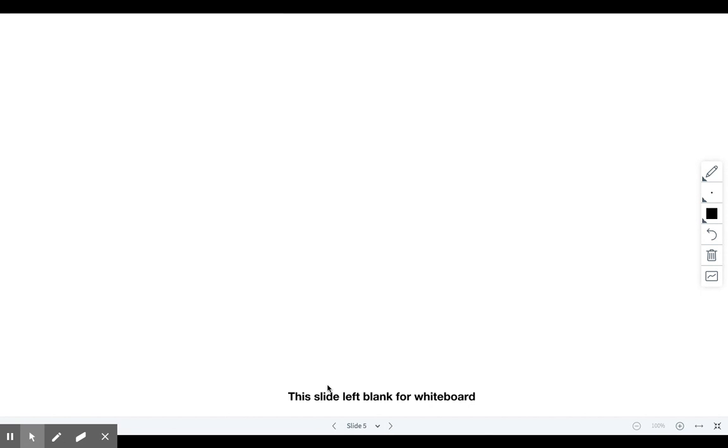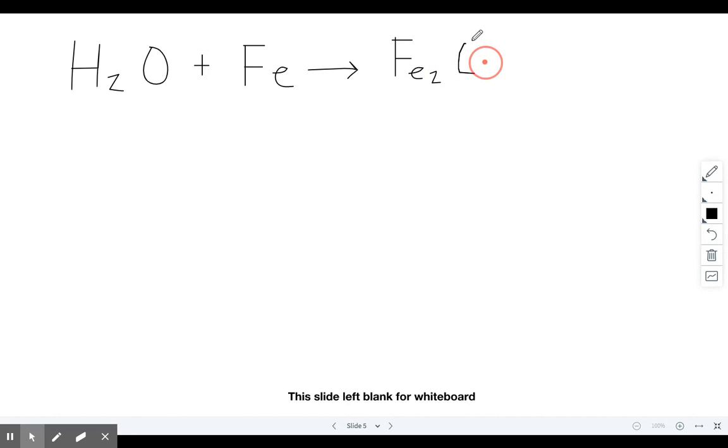Okay, so problem number 4. Water, H2O, and iron. So this is how something rusts. If you leave your bike outside, or anything made of iron, it's going to get rusty if it rains. It produces Fe2O3. That's the formula for rust. Fe2 and then O3. And it also produces hydrogen gas, H2. So water and iron react and form iron oxide, Fe2O3, and hydrogen gas, H2.